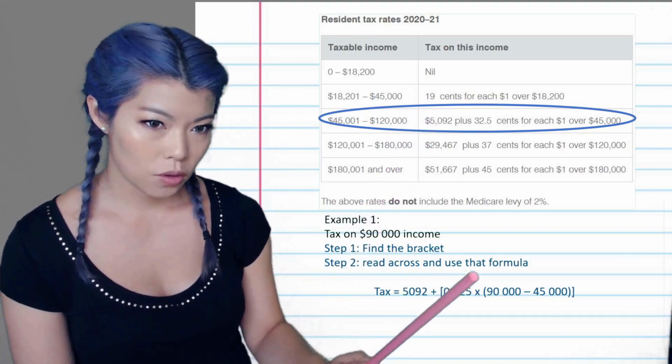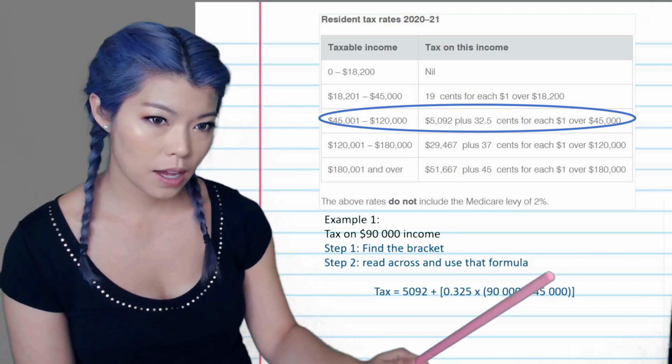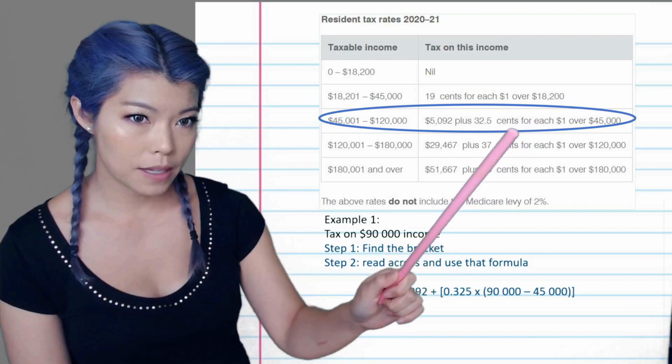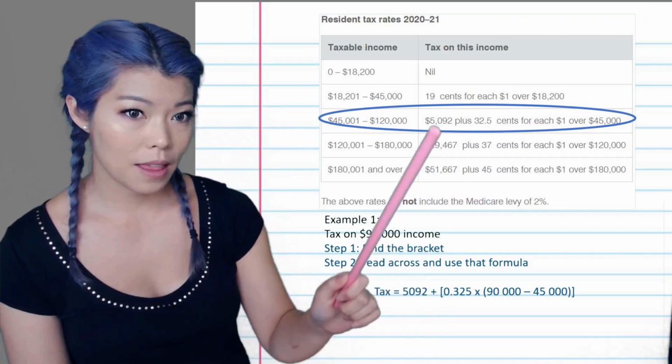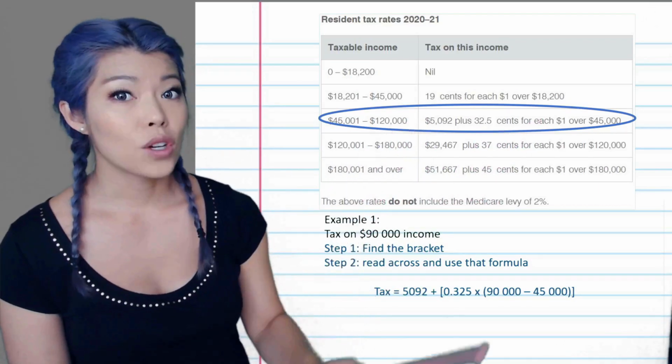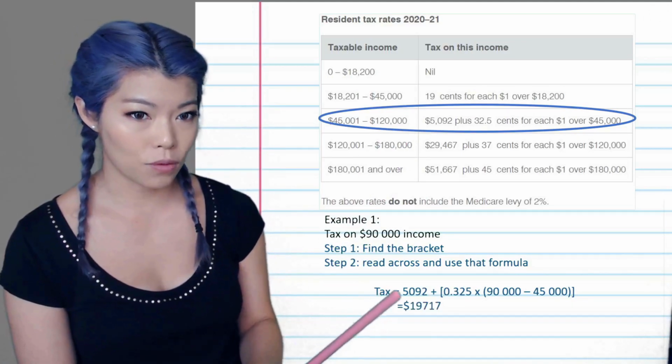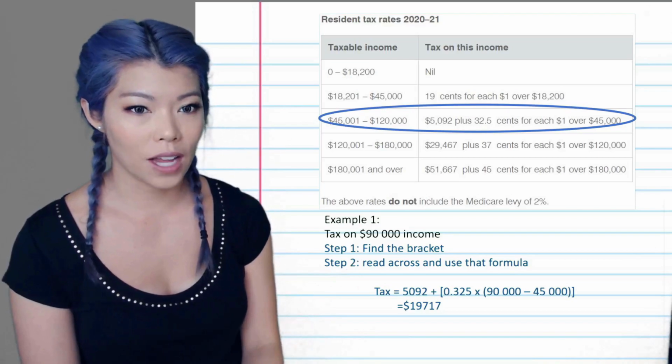And then after you work that out, you would add it to $5,092. So recap, this part here works out how many dollars above that amount. Then you multiply by that many cents. And then you add the amount it says over there. Try these questions again. Give it a go. Make sure you get to the same answer, which is $19,717.